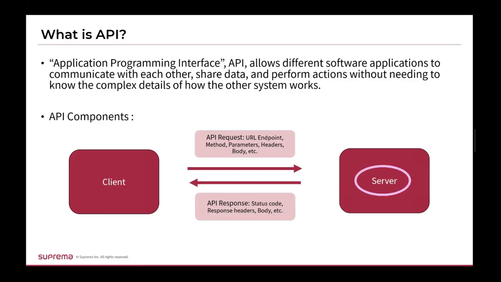Then we have the server which receives and processes this request. The server is responsible for handling authentication, validating input data, retrieving or manipulating data from a database, and returning the appropriate response to the client. After the server processes the request, it sends back an API response. An API response typically includes a status code indicating the success or failure of the request, response headers, which are metadata about the response, and the body, which includes the actual data or information that was requested in the API request.